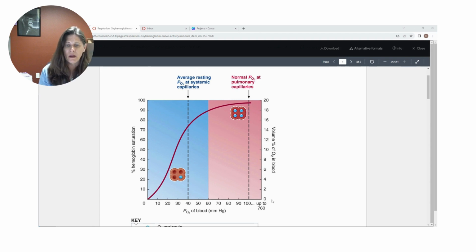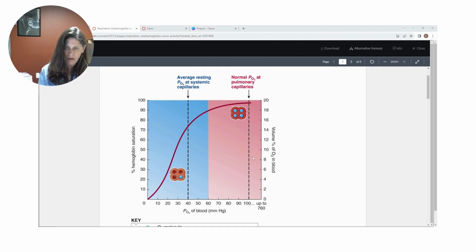The y-axis over here on the right side tells us the volume percent of oxygen in the blood. We're not going to use this too much, but suffice it to say that it's the volume percentage of oxygen in the blood, meaning the milliliters of oxygen bound with hemoglobin per 100 milliliters of blood.